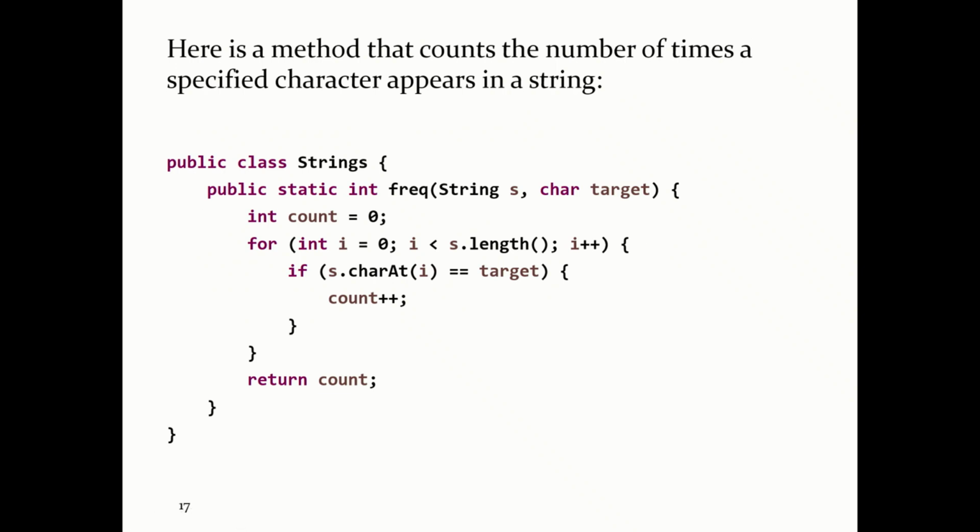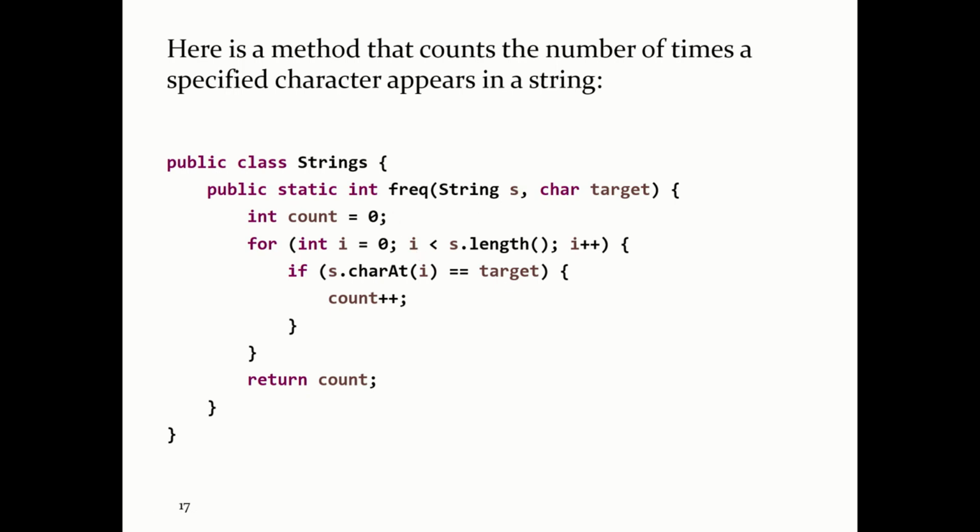This is an example of processing a string to count how many times a specified character appears in the string. Here's a method called freq, for frequency. It takes in a string and a target character. This method counts how many times the target character appears in s. So this is just a simple counting problem.